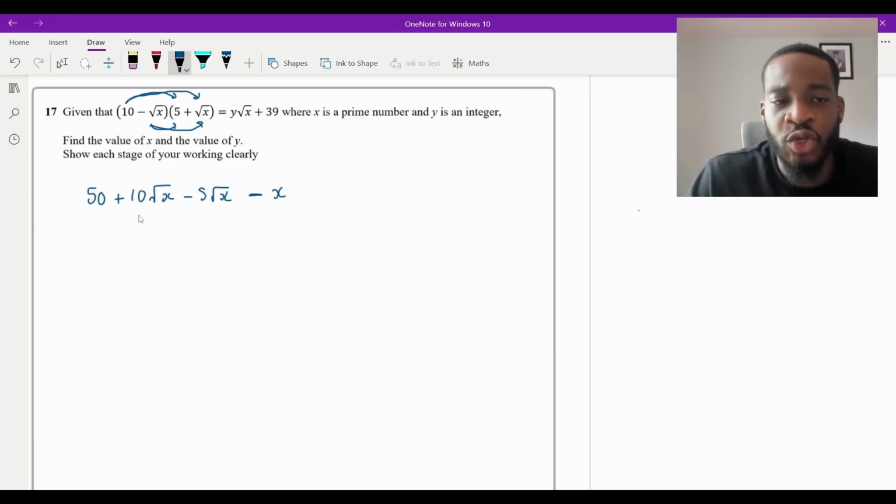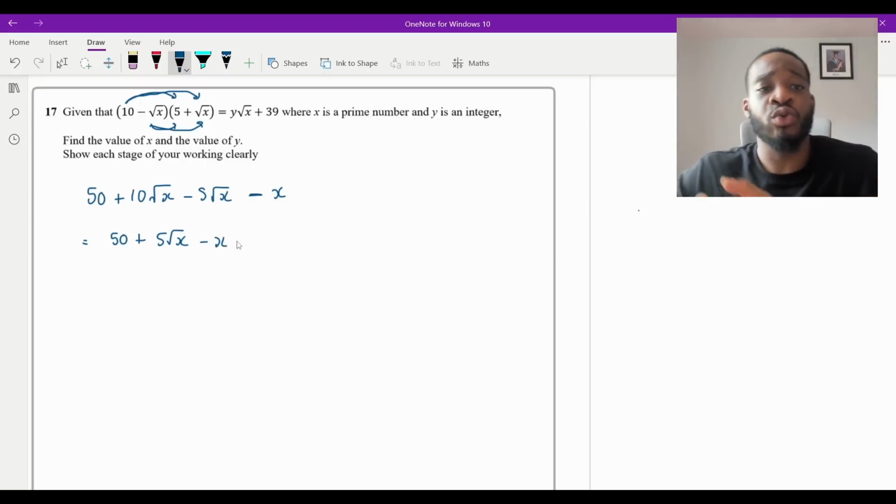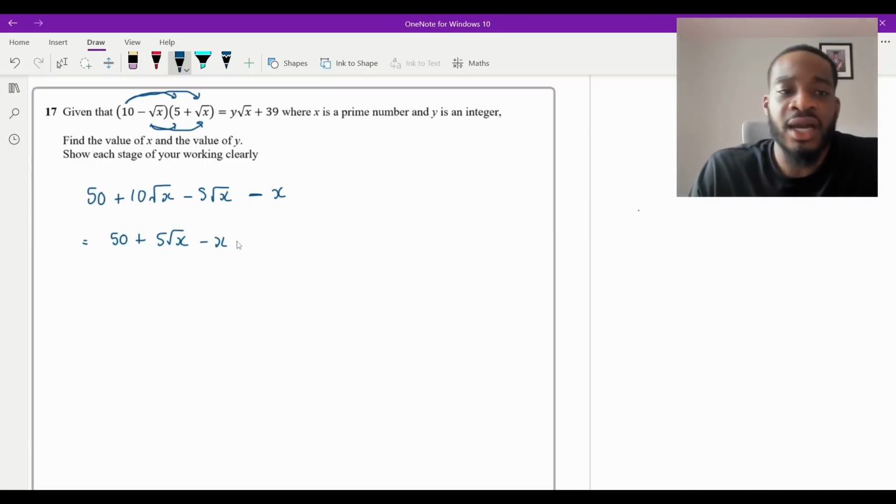Now, what can I do once I've expanded? Well, let me just tidy this up a little bit. I've got 50. Those two terms of root x can simplify. 10 lots of root x, take away 5 lots of root x, will just leave you with 5 lots of root x altogether. And then we're taking away x. Now, this is the left-hand side. Now, we know that this is equal to the right-hand side, y root x plus 39. So what I'm going to do now is I'm going to put this equal to this side.